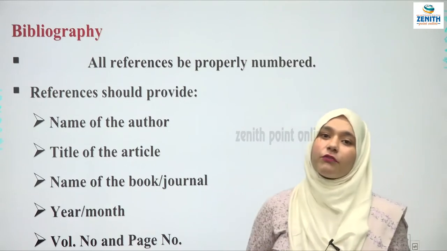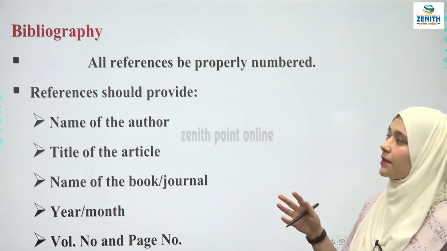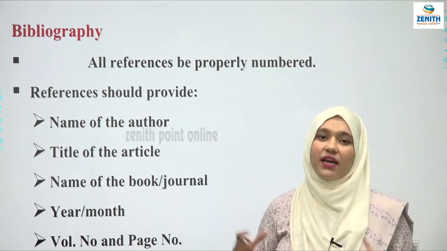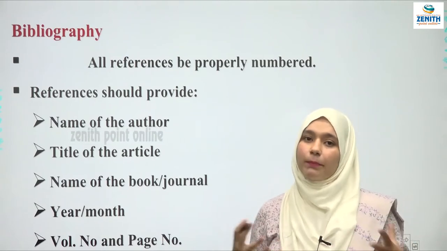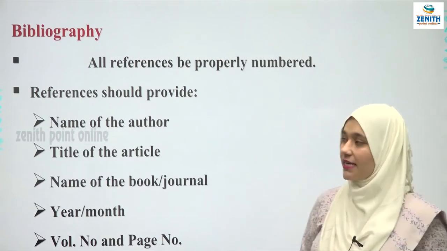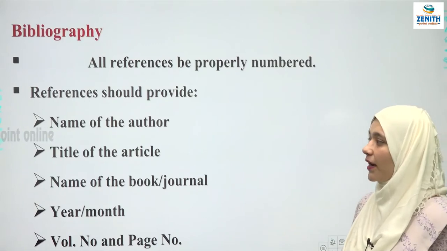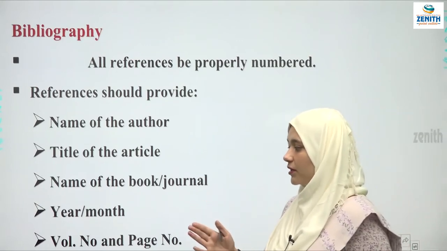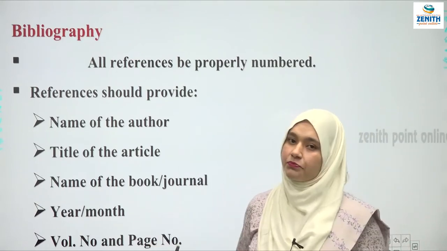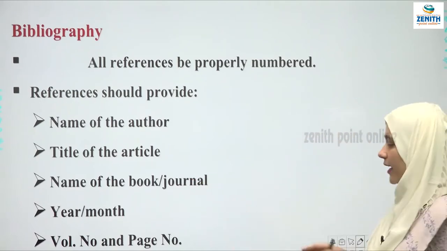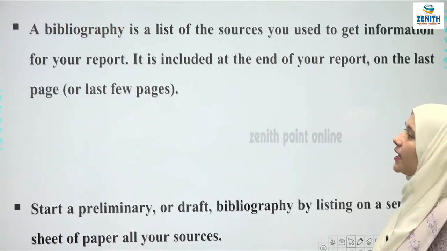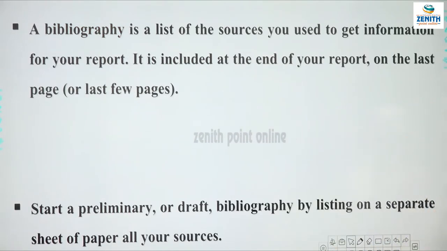Now the bibliography is where all references are properly numbered, where you mention all the sources properly in a list. References should provide the name of the author, title, name of the book, year, month, volume number and page number. We have previously discussed this in the slide. A bibliography is a list of the sources used to get information for your report.